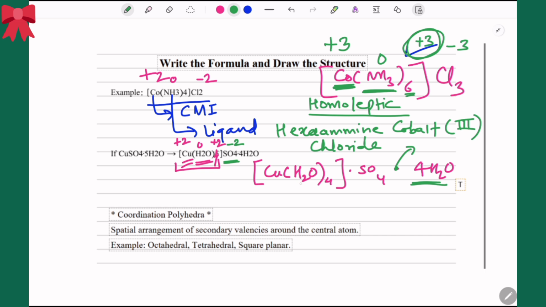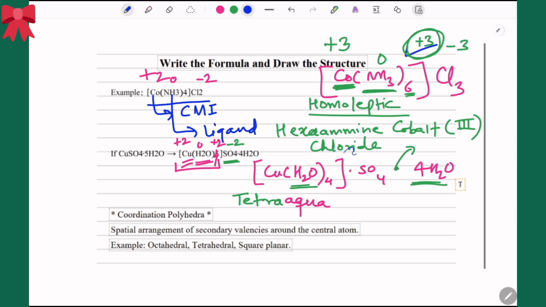Now let's come to the nomenclature, children. Here again it's a homoleptic complex, because we can see that there are only 4 water molecules, so the same type of ligands are there. So it will be 4, which means tetra. First write how many times: tetra. What is 4 times? Water. How do you write water? You write water as aqua, right? In which bracket is the copper? Is it in the positive bracket or the negative bracket?